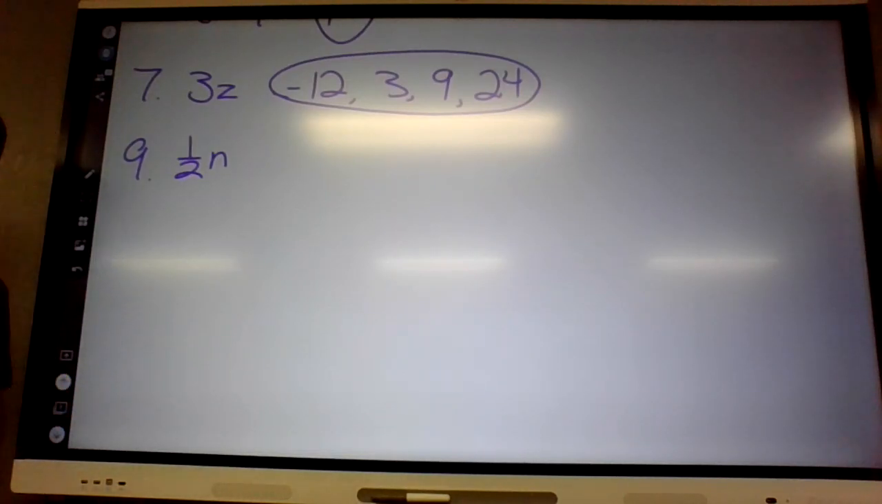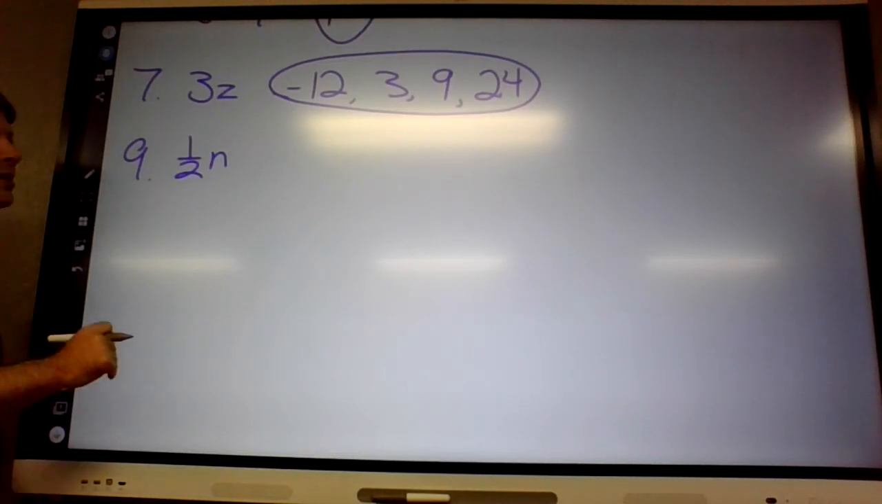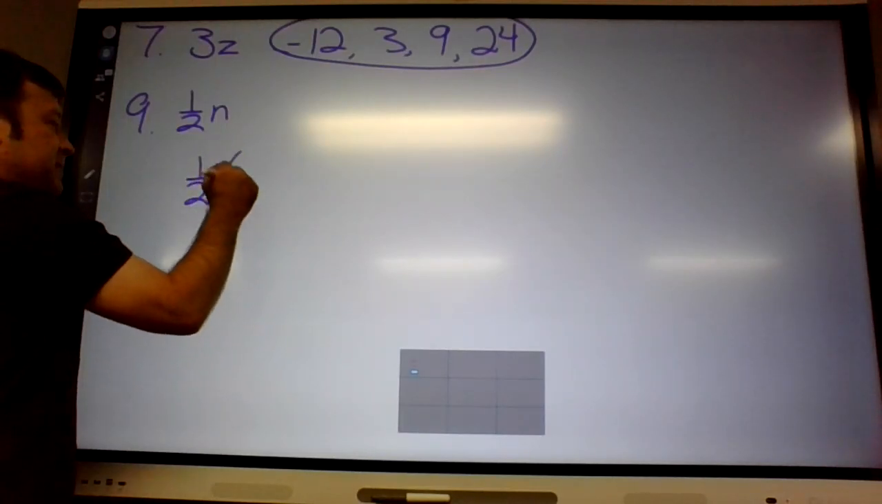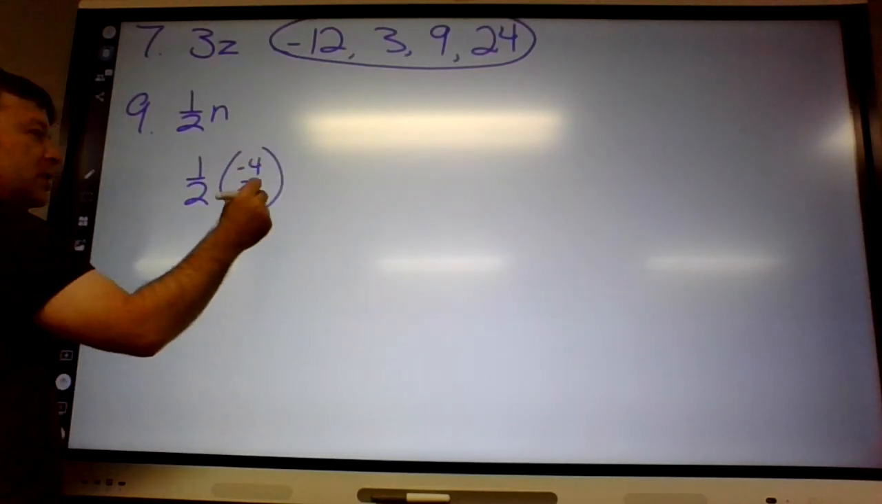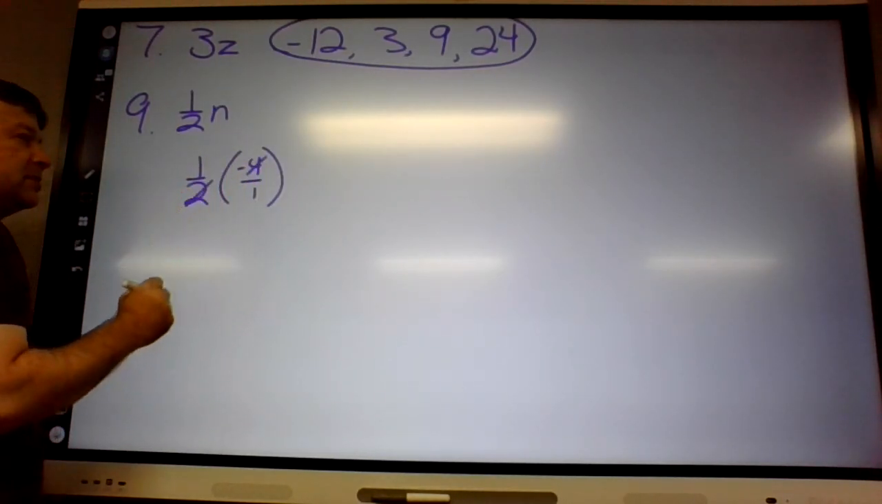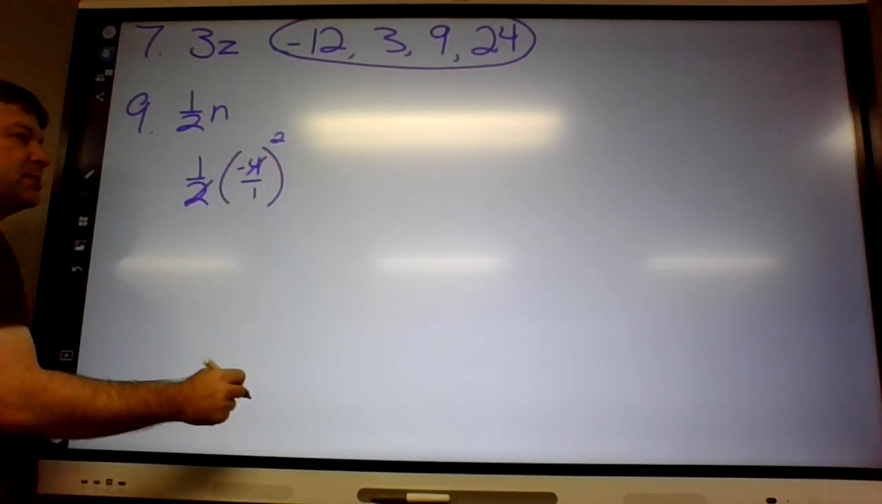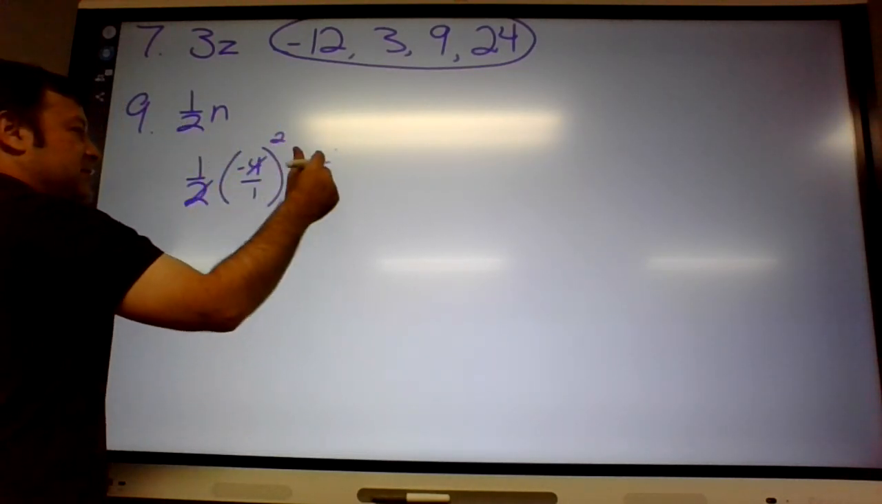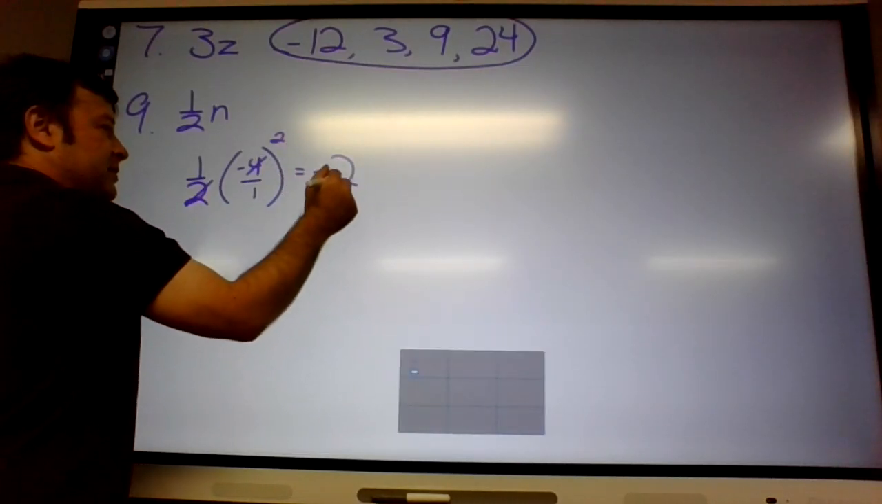Chase, 1 and 2. You afraid of 1/2? Well, we kind of talked about this. What's multiplying by 1/2 the same thing as? If I said half of your age, what would you do? Divide by 2. So yeah, like what was the first one? Negative 4. So what happens is negative 4 is like negative 4 over 1. So it basically just divides by 2. So yeah, it'd be negative 2.